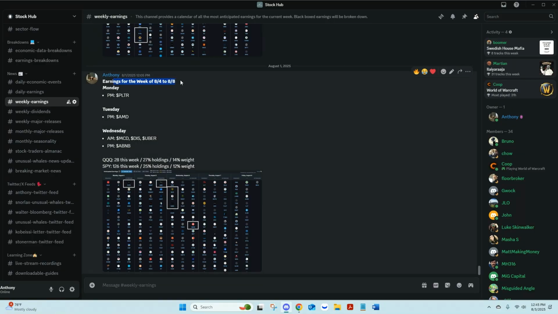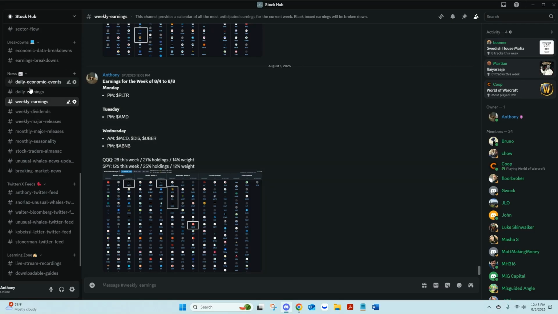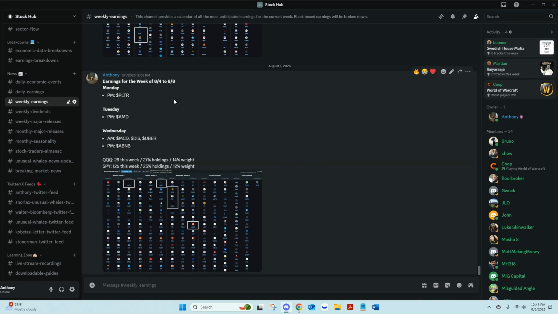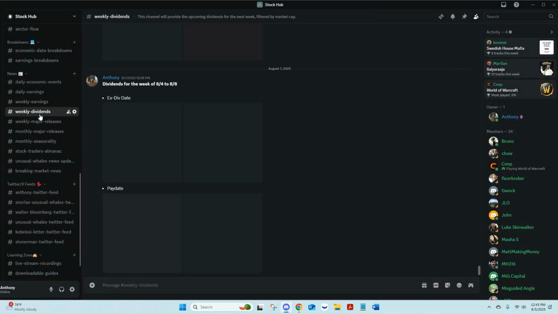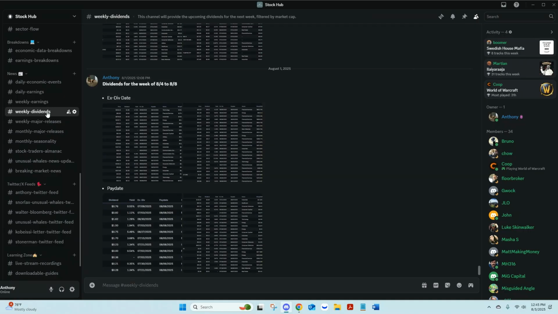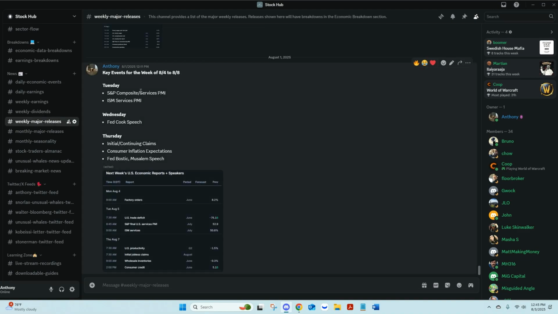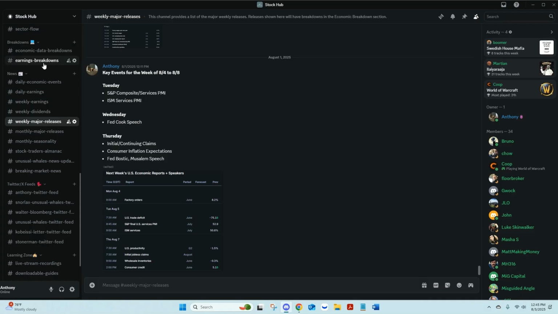These are your earnings for the week, and again, everything covered in here will be broken down as well with the weekly major releases. So again, you can see here just your earnings calendar. I'll highlight the earnings that stick out. Your weekly dividends, for those that might be trying to see what dividends are coming up. Your weekly major releases, again, all of these will be covered and posted in the economic data breakdown.